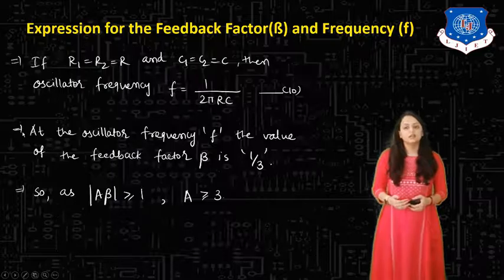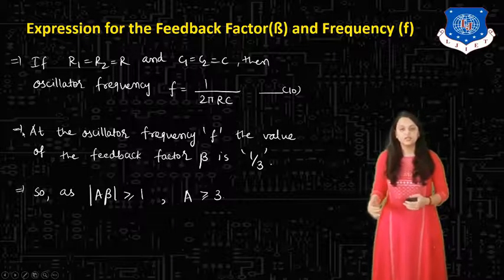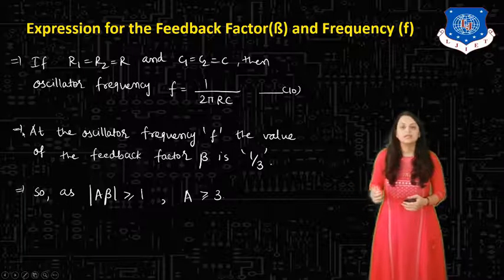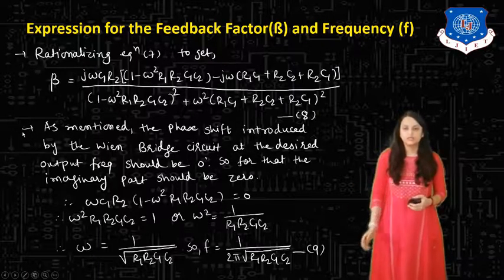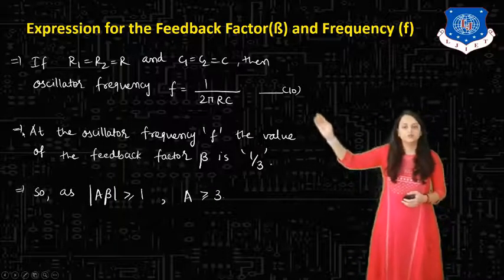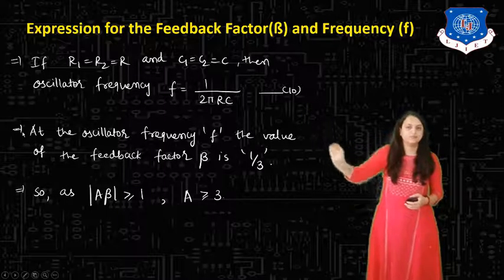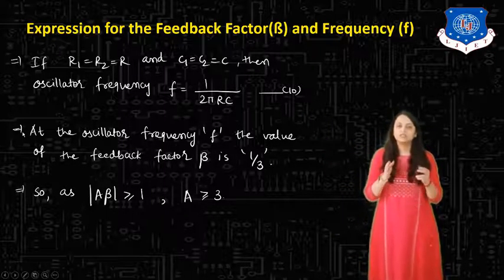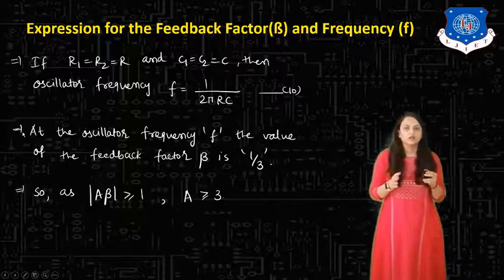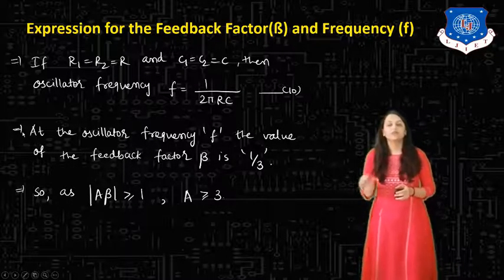Now if we take the resistor values and capacitor values equal, that means if we take R1 equals R2 equals R and C1 equals C2 equals C in this equation, we will have the oscillation frequency as 1 by 2 pi RC. Remember that the frequency of output oscillations, or oscillator frequency, is given as 1 by 2 pi RC for this case.